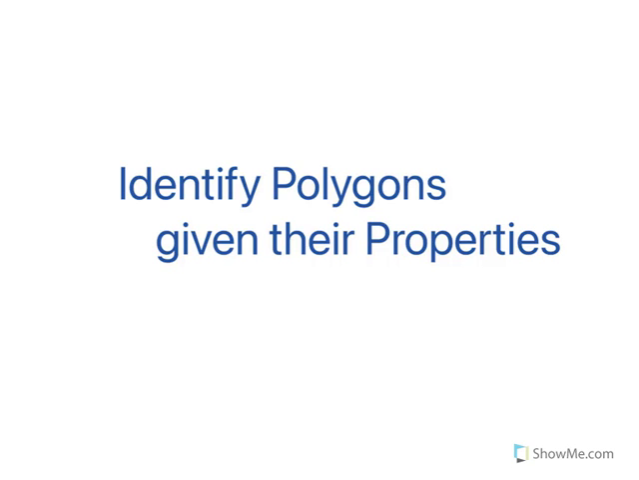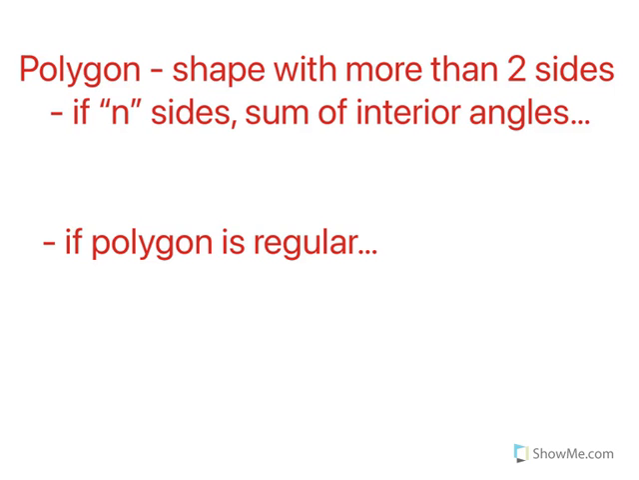Identify polygons given their properties. Okay, that's kind of what we're doing, but we're just talking about polygons in general and the properties of them. So a polygon is a shape with more than two sides, right? We're talking about a three-sided figure, a triangle, a four-sided figure, which would be a parallelogram, a rectangle, a square, a trapezoid. Those are all polygons.